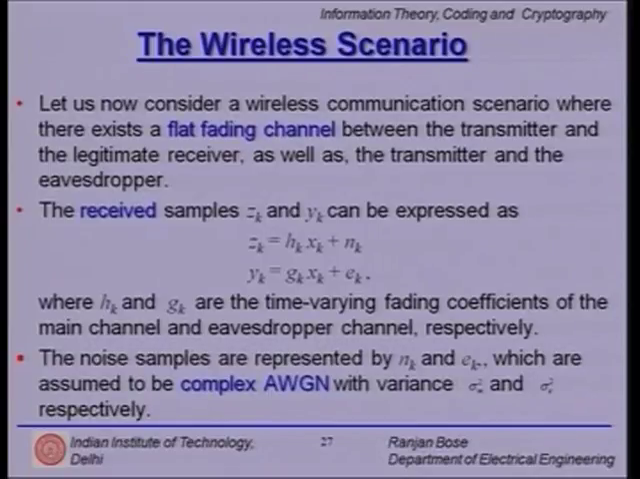Now let us consider the wireless scenario where flat fading occurs. So there is flat fading between the transmitter and legitimate receiver, as well as between the transmitter and eavesdropper. So how do the received samples look? The received samples can be expressed as Zk is equal to the channel gain Hk Xk plus Nk, and Yk is nothing but the channel gain Gk Xk plus Ek. Hk and Gk are the time varying fading coefficients of the main channel and the eavesdropper channel respectively. The noise samples are represented by Nk and Ek, which are assumed to be complex additive white Gaussian with variance sigma m squared and sigma e squared respectively.